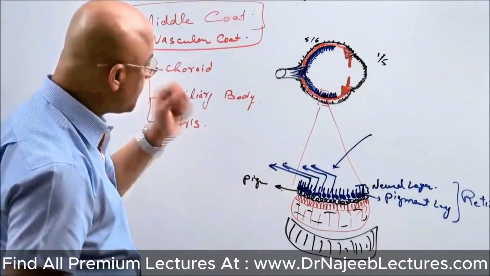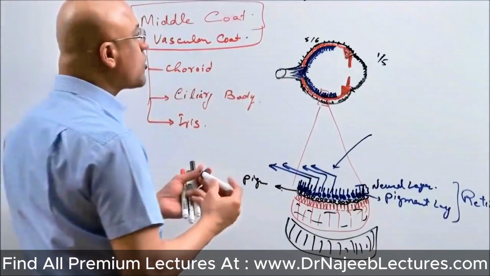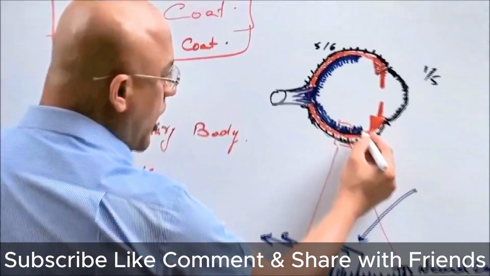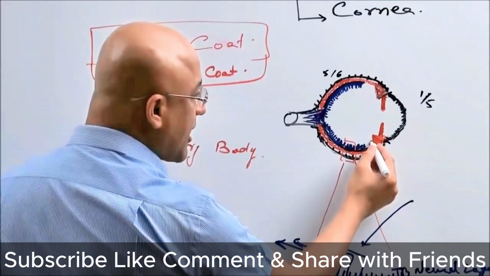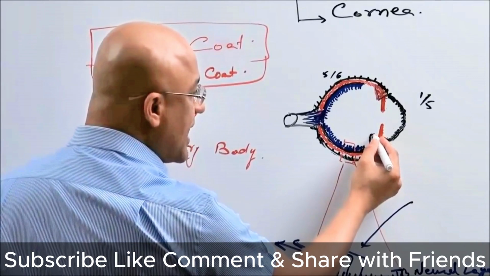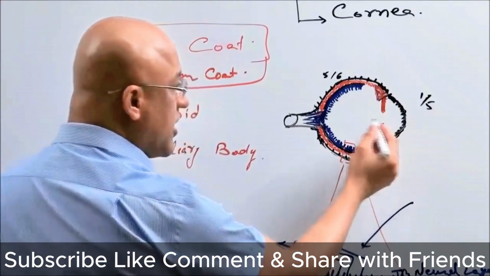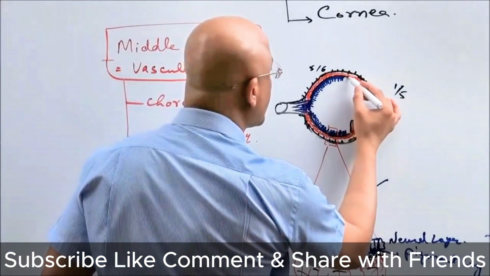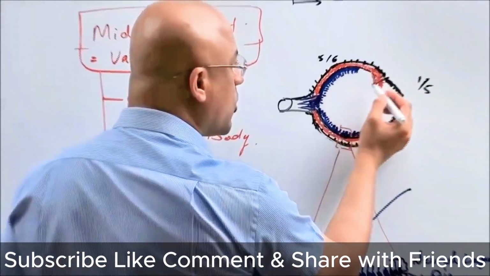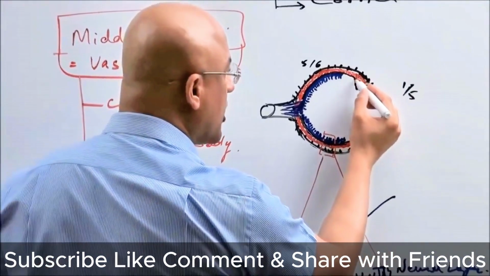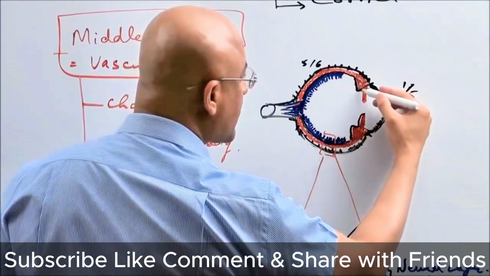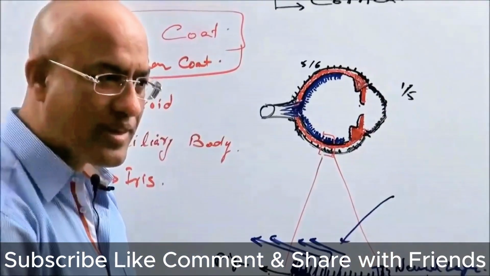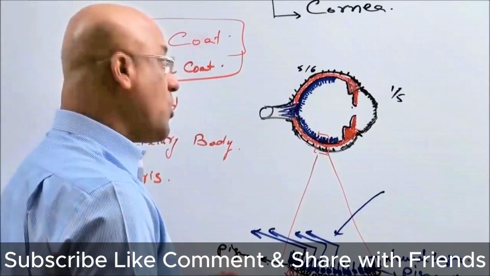Now, this innermost layer, the rods and cones. First of all, its pigment layer continues all over the choroid, behind the sclera, and also behind the iris. This is the pigment layer of the retina, covering all the choroid, then extending forward onto what structure? The ciliary body, and then extending further forward behind the iris.